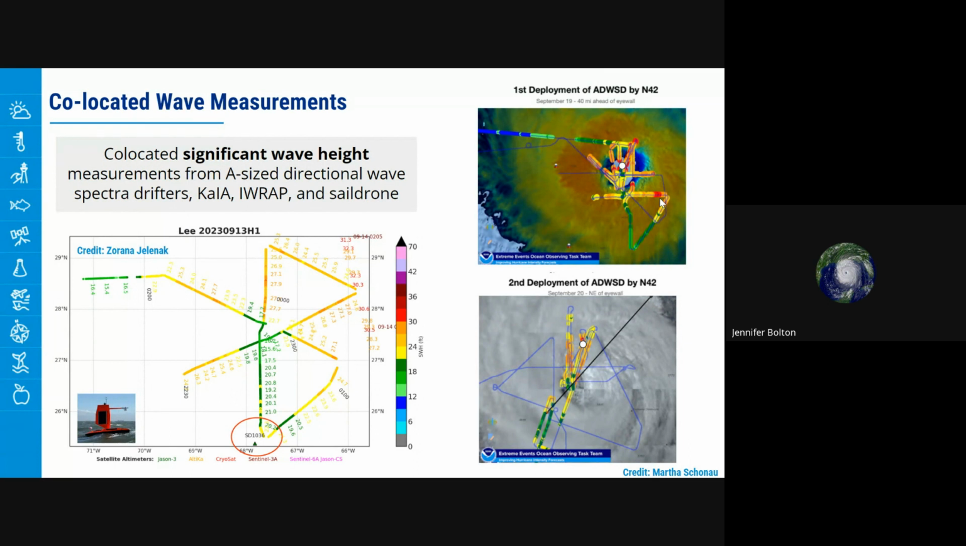And on the right, those were surface drifters that were deployed in, this was Nigel. So the small white dots show where the drifters were deployed in the eye of Nigel on the top right, and then in the northern eye wall on the bottom plot there. And again, the colors are the P3 altimeter significant wave height values. Next.